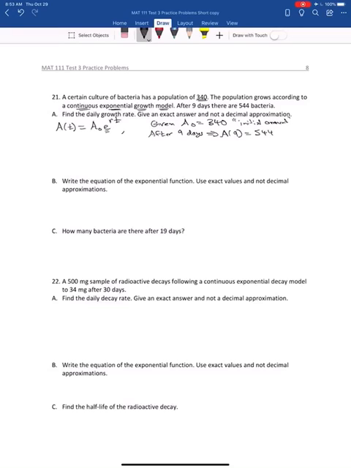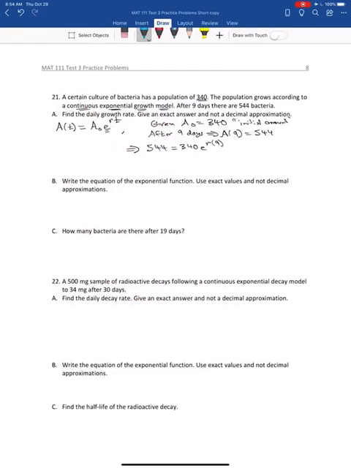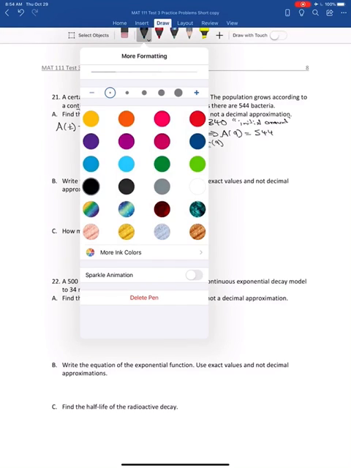So let's plug that into our model. This is our continuous exponential model. If A of 9 equals 544, then 544 equals the initial amount, 340, times e to the r times t, which is 9. You can see in this model we've got one unknown, the rate, what we're trying to find. It says find that daily growth rate, that value of r.